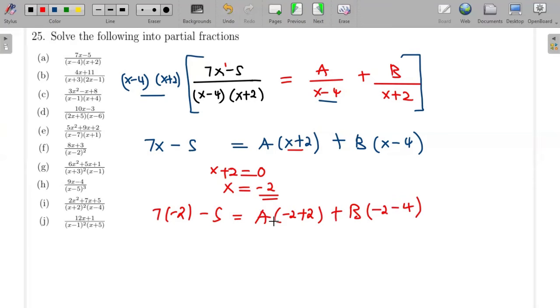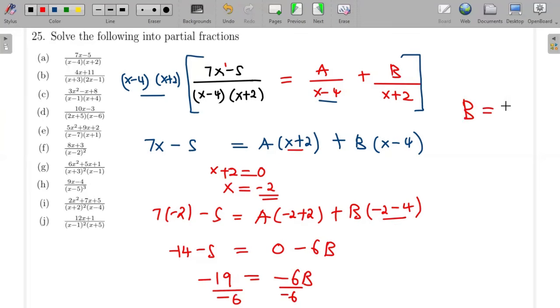So here, I'm going to have 0. So A multiplied by 0, that is just 0. Then this one is minus 14 here, minus 5 is equal to, here we're going to get a 0. And then there, this is minus 6, so minus 6B. So here I'll have minus 19 is equal to minus 6B. And then I divide both sides by the minus 6. So it means I'll just have B is equal to, in fact, the minus cancels out. So I'll just have B is equal to 19 over what? 6. So we found the value of B.